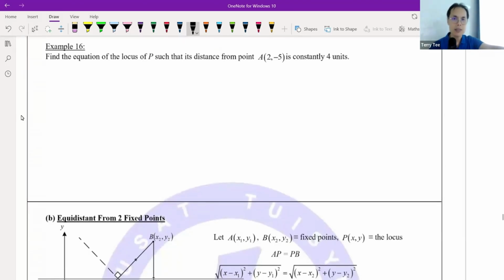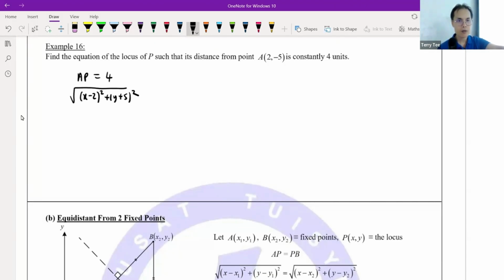So let's look at example 16. We take your equation AP, let it be 4 units. Use the formula for distance: the square root of (x minus 2) squared plus (y minus 5) squared equals 4. So let's square both sides and expand the bracket: x squared minus 4x plus 4, y squared minus 10y plus 25, equals 16. Normally we put x squared followed by y squared, followed by x, followed by y. This is 29 minus 16, 13, right? Is it 13?